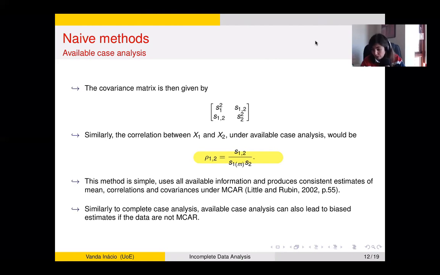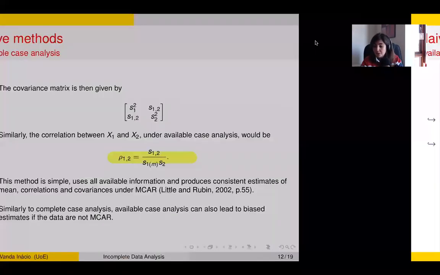It's simple, uses all available information, and it can be shown to produce consistent estimates of means, correlations and covariances if data are missing completely at random. This is stated in the book by Little and Rubin, Statistical Analysis with Missing Data, on page 55. Similarly to complete case analysis, available case analysis leads to biased estimates if data are not missing completely at random, that is, if data are missing at random or missing not at random.